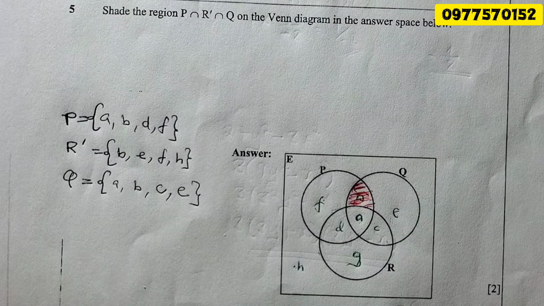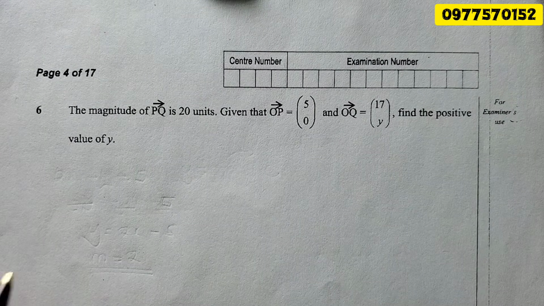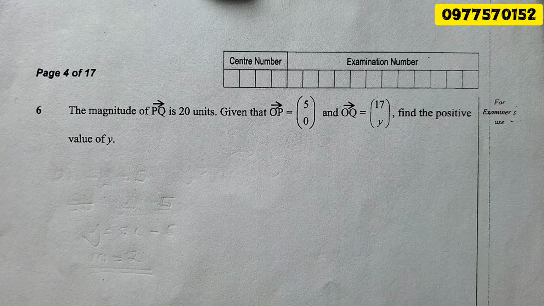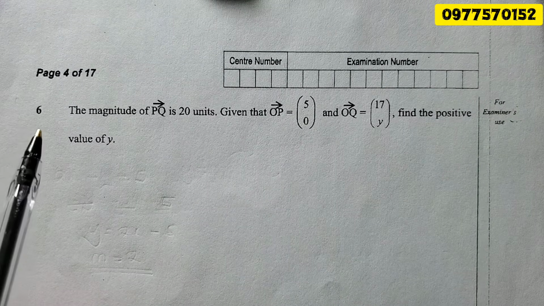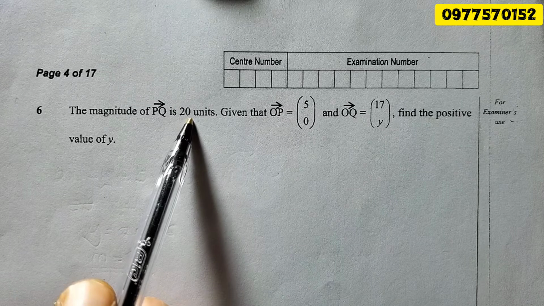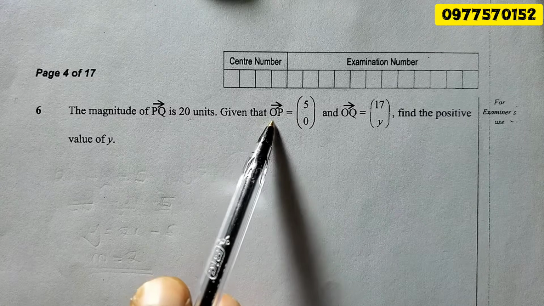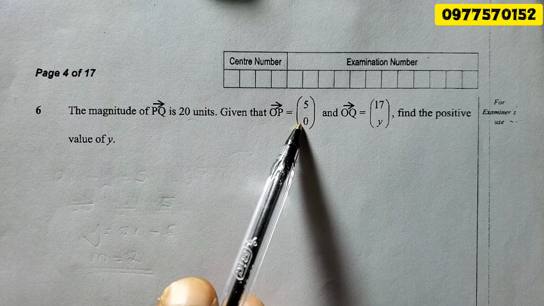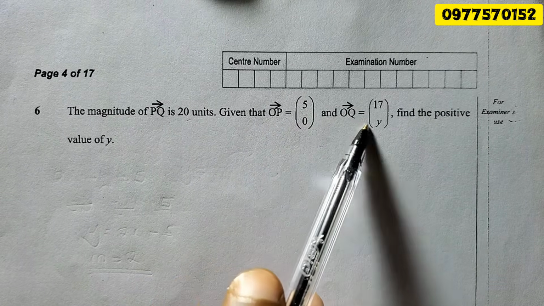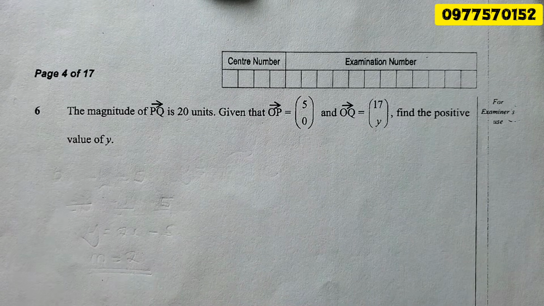Let's go to the next question. Question 6. This is under vectors, magnitude of vector. The question reads, the magnitude of vector PQ is 20. Given that OP is (5, 0) and OQ is (17, y), find the positive value of y.